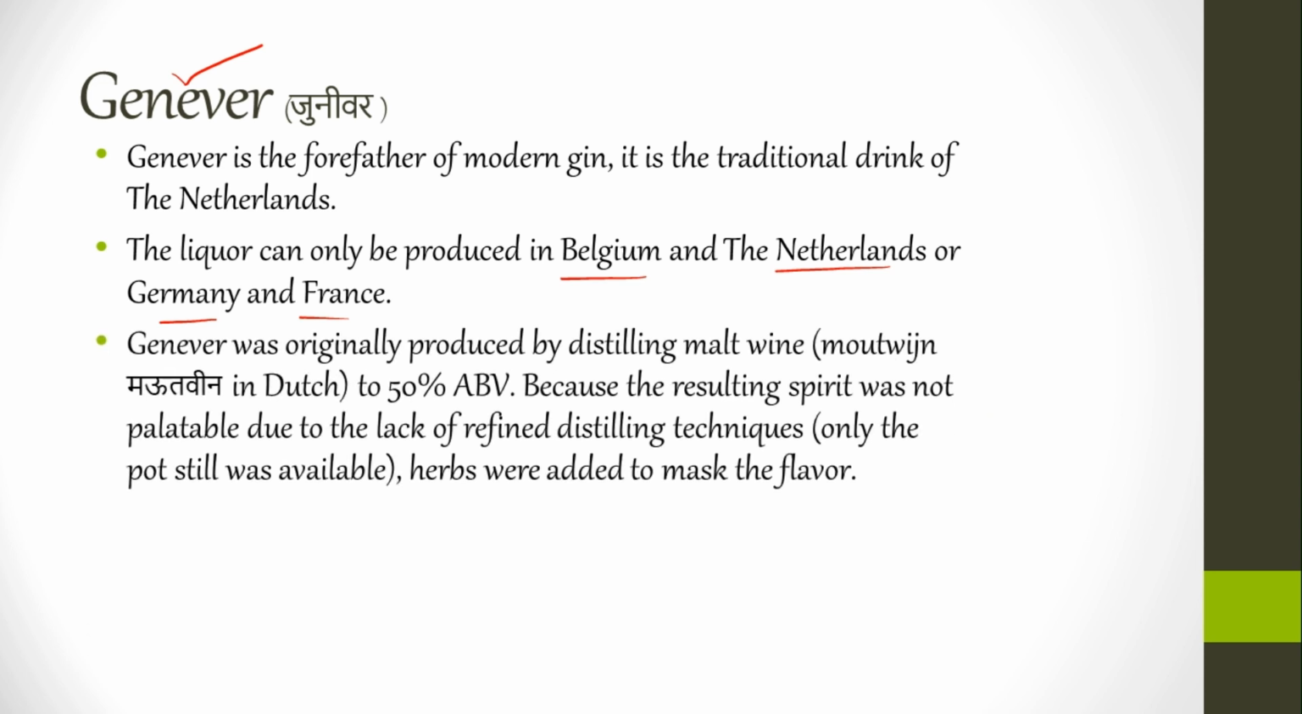Juniper was originally produced by distilling malt wine, that is moutwijn in Dutch, to 50% ABV, because the resulting spirit was not palatable due to lack of refined distilling techniques. Only the pot still was available. So herbs were added to mask the flavor.